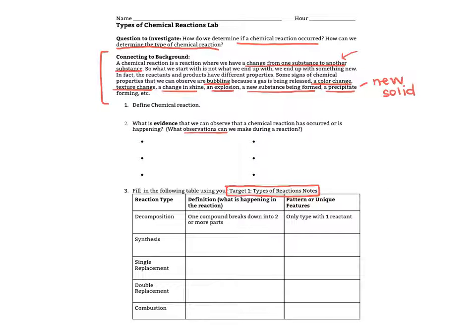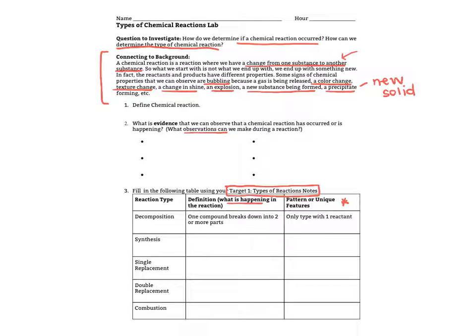There's 2 things we want to know. We want to know what is happening in the reaction. This is the definition piece. But then we also picked out a pattern or a unique thing that helped us to pick it out when we went through our flow chart. So your Post-it note might also be helpful for this.